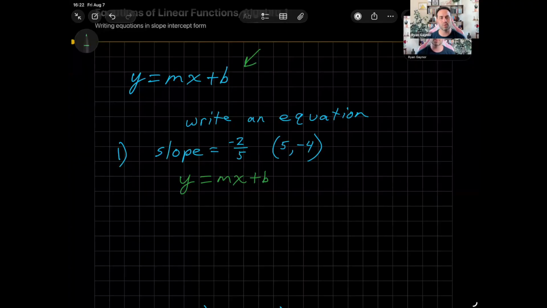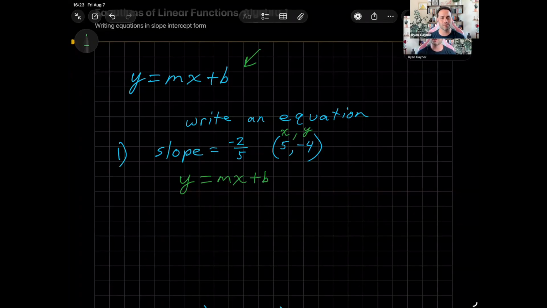Now, what do we know about points on a line? Well, points on a line are always (x, y), right? Or a point on any graph is (x, y). So if there's 4 variables, y, m, x, and b, and I know m, I also know x and y. So I can just plug everything in and then solve for the one that I don't have, which is the b. Then I can write my final equation.